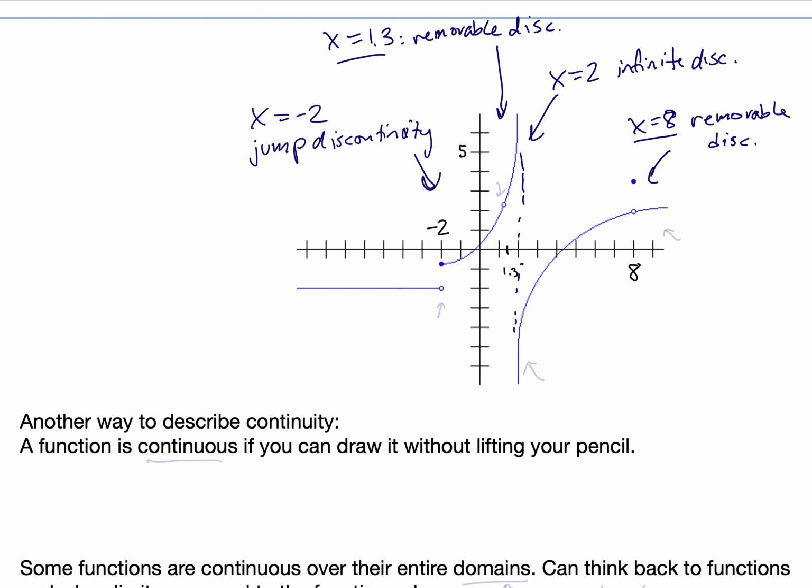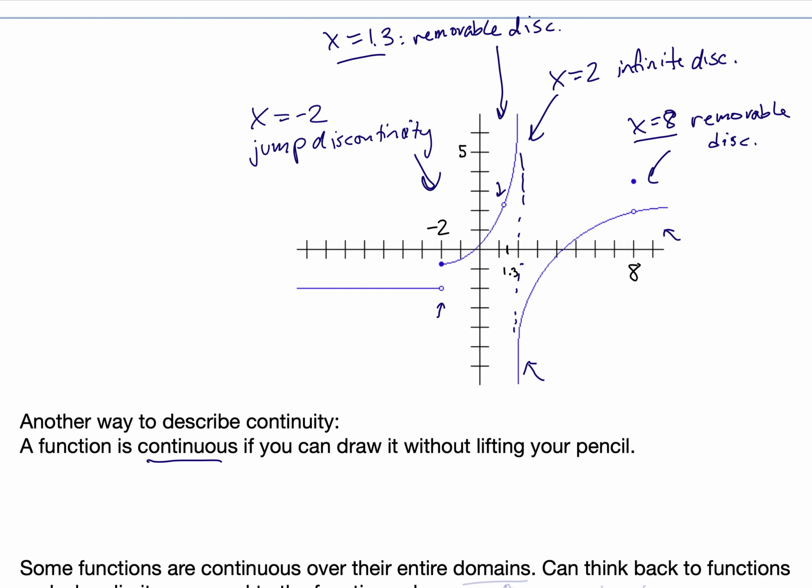Another way to describe continuity that you may have encountered before is that a function is continuous if you can draw it without lifting your pencil. So that's an informal way of describing it, but we see it makes sense. If we were drawing a sketch of the function above, we would have to lift our pencil at x equals -2. We'd have to lift our pencil to make that open circle at x equals 1.3. We'd have to lift our pencil to draw that positive and negative infinity that the function is going towards, and we'd have to lift our pencil when we got to x equals 8 to draw that open circle and the other function value at x equals 8.